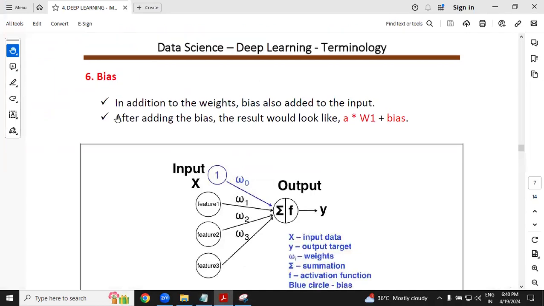Let's continue. Bias value. In addition to the weights, please remember this one. Bias is also added to what exactly? Input. Sir, this bias we have been learning since machine learning. There is a learning function. Every ML algorithm learns a function, and by using that function it can do prediction. But remember, in that prediction some error will be there. That error is supposed to be added to the algorithm.